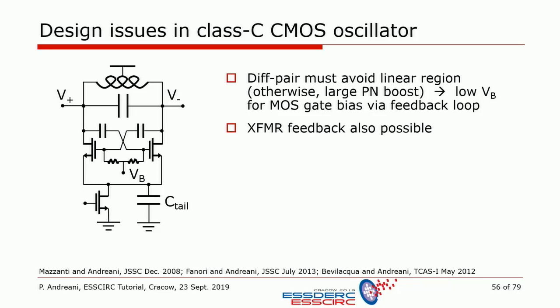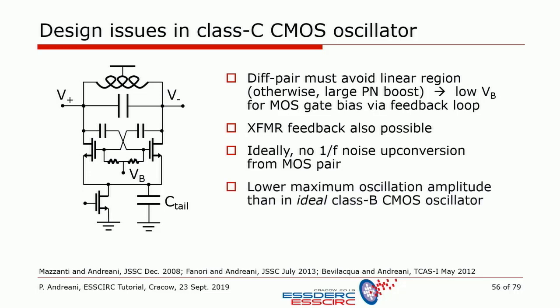Feedback with transformers, so not just with the RC high pass filter but also with the transformer, is possible, and we have done that. Ideally, if you do it this way, there is no 1 over f noise up conversion into phase noise. What do I mean with ideally? Well, if the transistors follow the ideal quadratic voltage to current characteristic, then this is true.